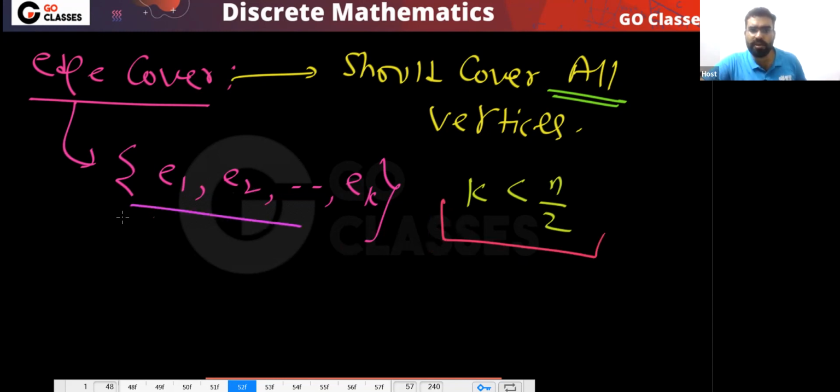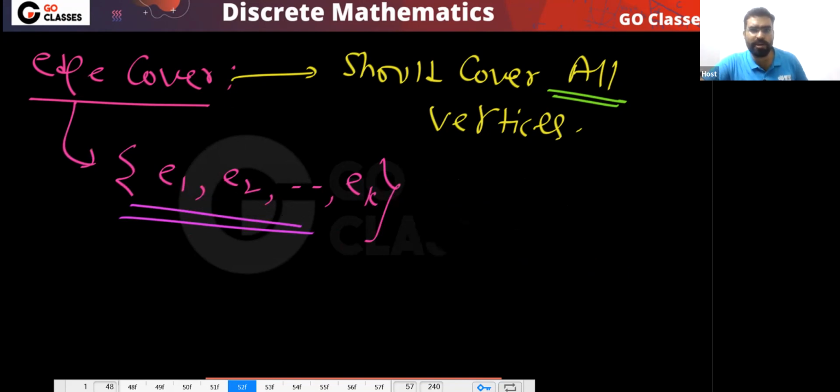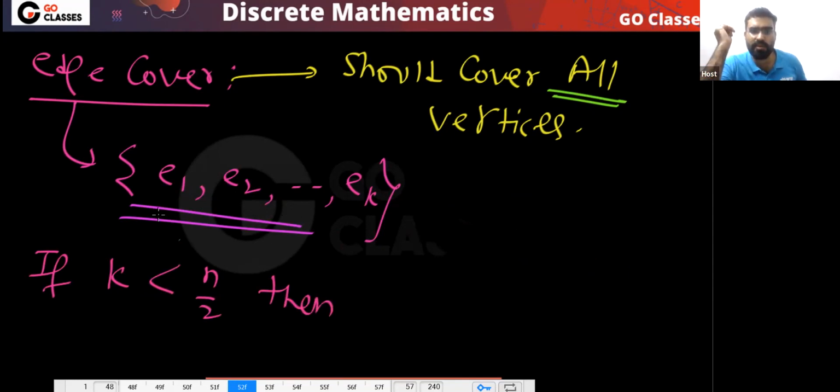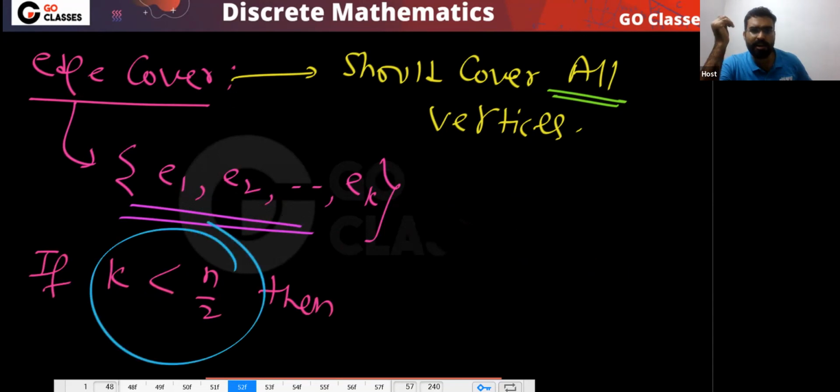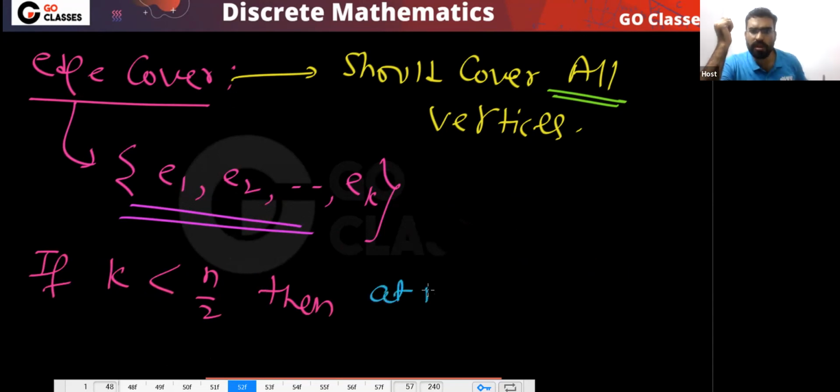So this is your edge cover, and if K is less than n by 2, then what will happen? Remember, edge cover should cover all the edges. Now I am saying that if K is less than n by 2, then how many vertices are covered in the worst case? At most how many vertices are covered?